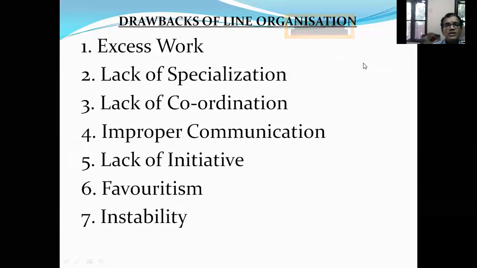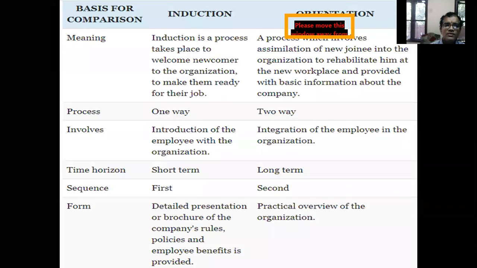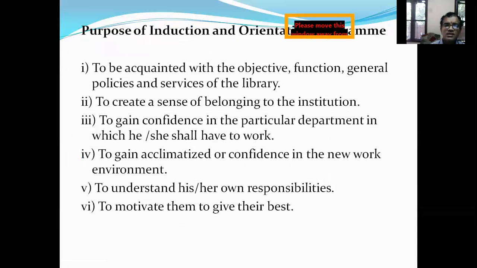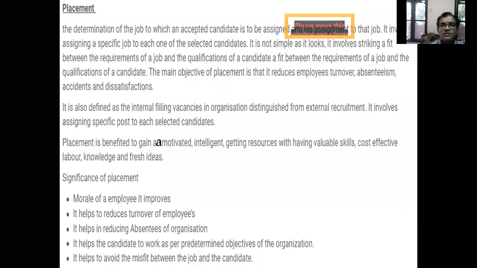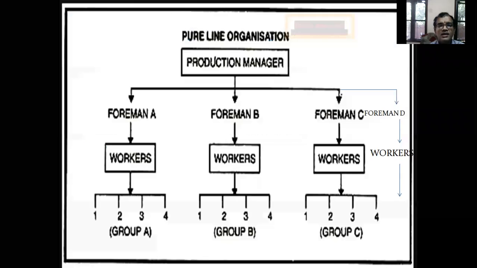In our next class, we will learn about staff organization and the conflict between line and staff organization. So with the next class, the second unit will be finished. So what we have learned today: we have learnt about the process of induction, orientation and placement, the purpose of these induction and orientation programs, comparison between induction and orientation, the significance and concept of placement, and we came to know about line organization.